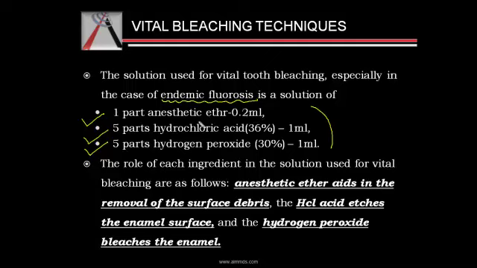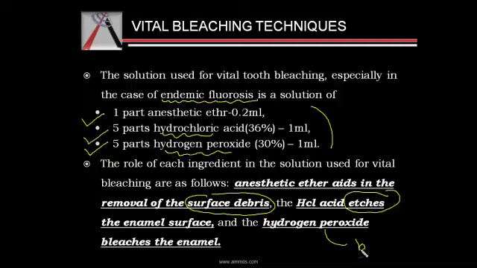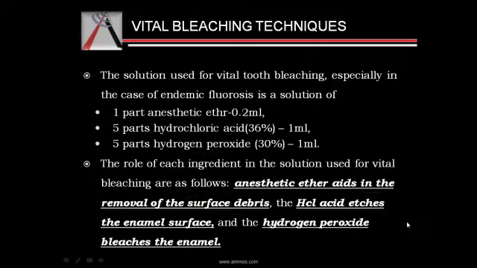So the anesthetic ether, which we used 1 part, the basic function is to remove the surface debris. After the removal of surface debris, the hydrochloric acid takes care of etching the enamel surface, and then hydrogen peroxide is the actual bleaching agent that releases the oxygen to bleach the tooth. So this is the normal vital bleaching technique.